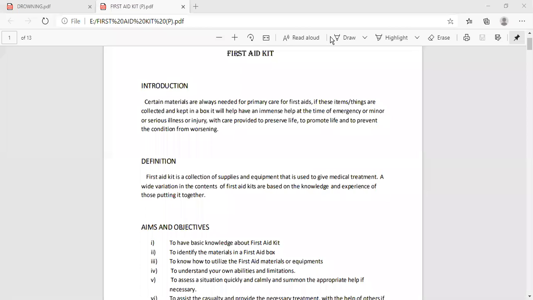Are you able to see the screen? Is the screen visible or not? Yes, ma'am. Say first. Okay.